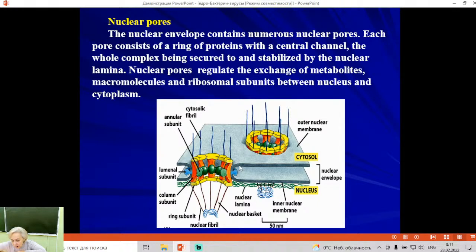And you see outer membrane of nuclear envelope, inner membrane connected with lamina, nuclear lamina, which consists of intermediate microfilaments, and complex of nuclear pores made from a lot of protein. Ring of protein from 8 proteins.